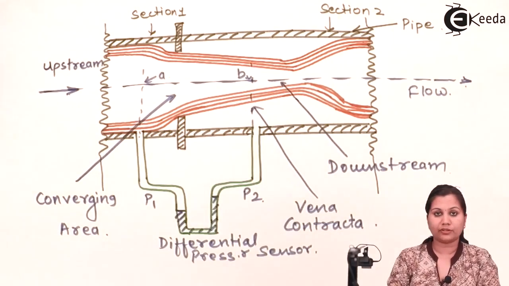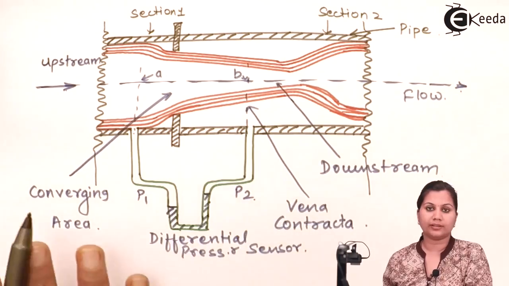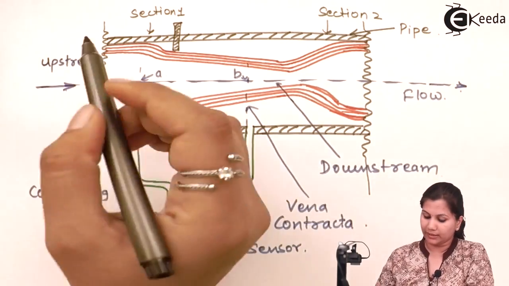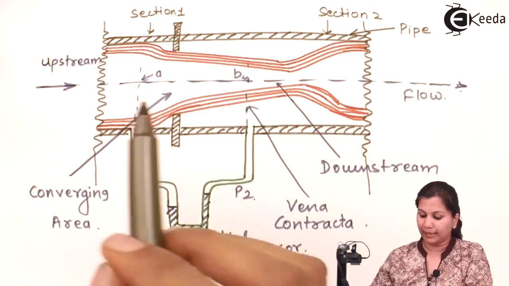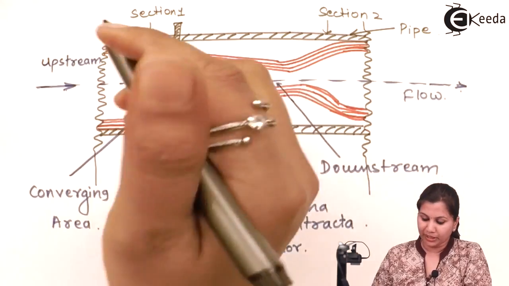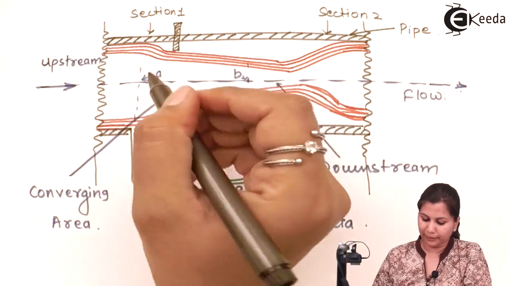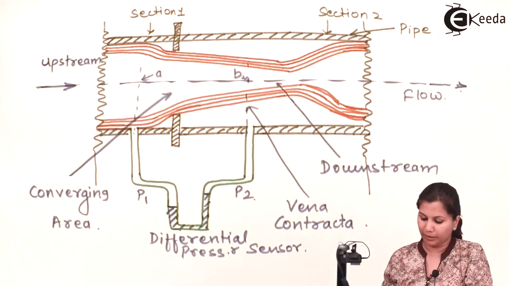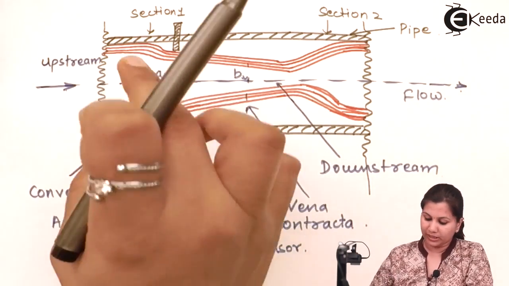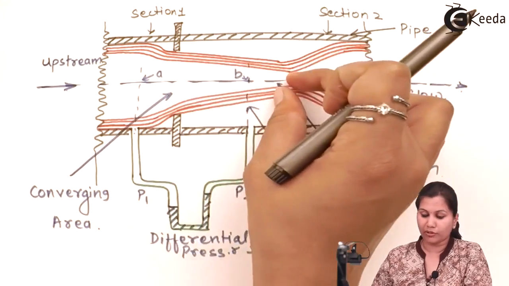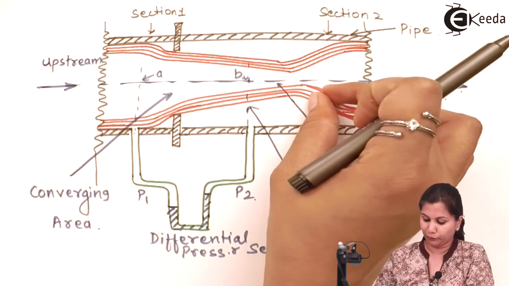So this is the cross-sectional view of the orifice plate. You can see that this is the pipe, and in between the pipe the orifice plate is being put. Okay, these are the flanges of the pipe, and this pipe is carrying the fluid whose flow rate we want to measure. Now here you can see that this orifice plate is providing an obstruction or restriction in the path of the fluid flow.